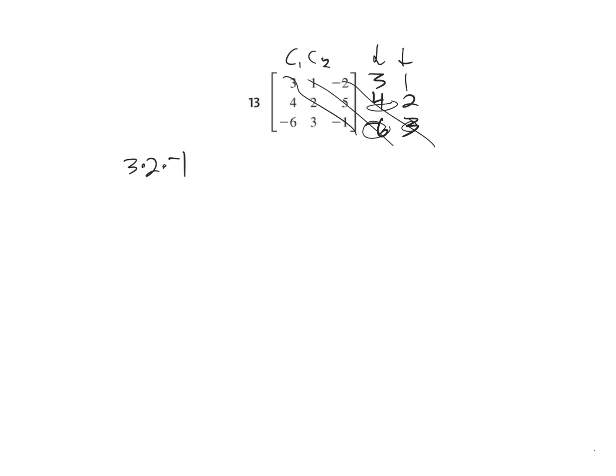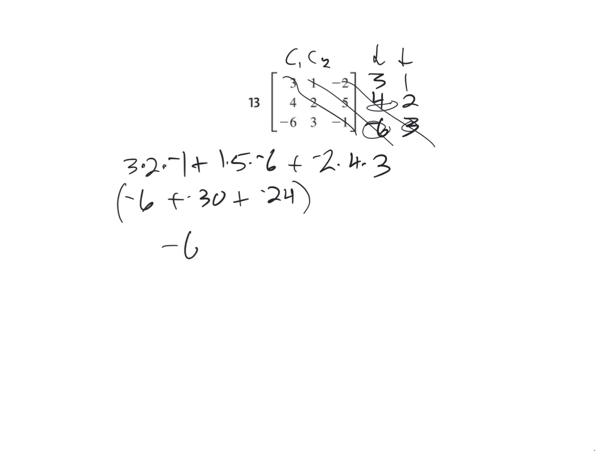So you have 3 times 2 times negative 1. And we're going to add the next diagonal: 1 times 5 times negative 6 plus negative 2 times 4 times 3. And that would be your downward diagonals. Okay, so what do we have there? We have negative 6 plus a negative 30 plus a negative 24. Those are your downward diagonals, so that's negative 60.